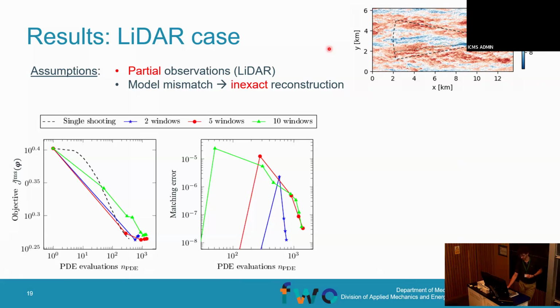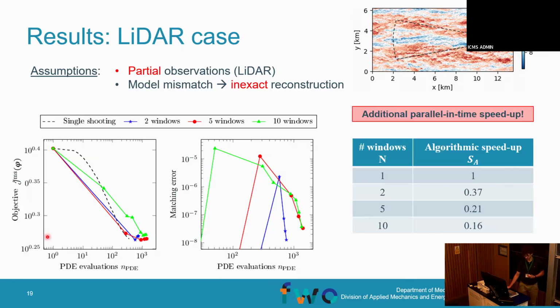So here we have the results. Again, in terms of accuracy, multiple shooting roughly reaches the same accuracy as single shooting, so that's good. However, algorithmic speedups are significantly lower. So for example, for the 10 window case, we only have an algorithmic speedup or slowdown of 0.16, which is significantly lower than the previous cases. And this really has to do with this initialization of the shooting windows.